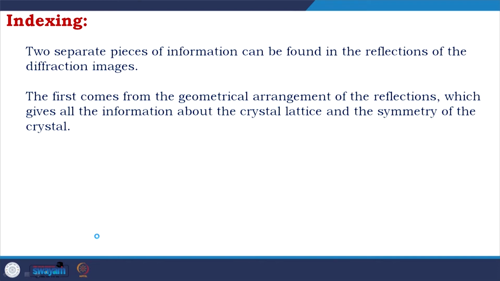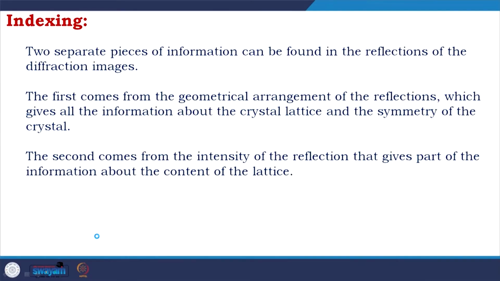And now you start realizing why I have spent 2 classes explaining the crystal lattice, the unit cell, and the symmetries. They are important because they will now help you to understand indexing. The second comes from the intensity of the reflection, which gives part of the information about the content of the lattice. So, first is the choice of unit cell, and it's critical.